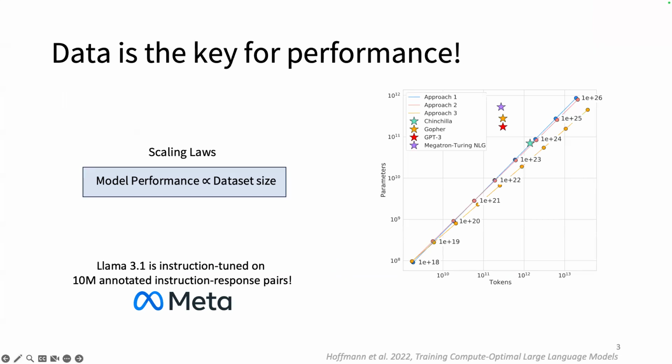Let's start with the fact that everyone knows here. Data is the key for performance. The scaling laws show that model performance is directly proportional to the data size. As we can see in this plot on your right side, the optimal number of tokens for a given FLOP budget has been increasing monotonically. And most recently, Llama 3.1 is instruction tuned on 10 million instruction-response pairs. So how do we get this data?